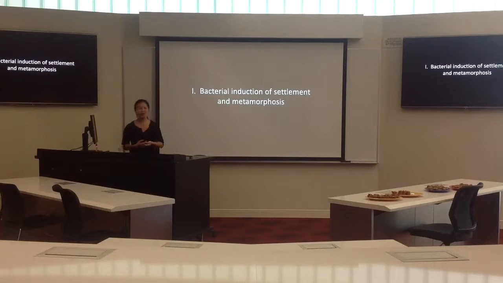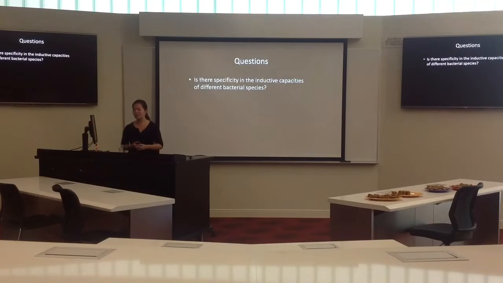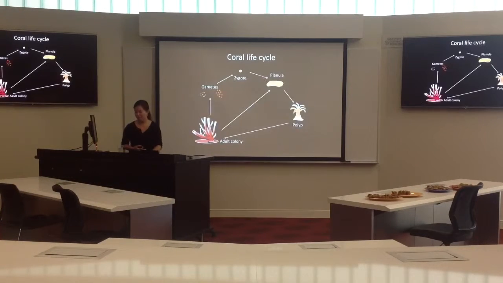So first, I'll begin with the bacterial induction of settlement and metamorphosis. The specific questions that I'm interested in are: is there specificity in the inductive capacities of different bacterial species? And does biofilm density play a role? Does it differentially affect larval settlement?